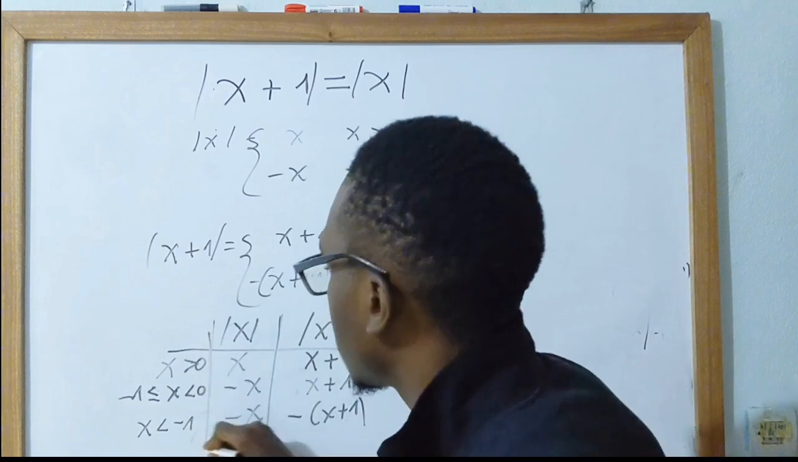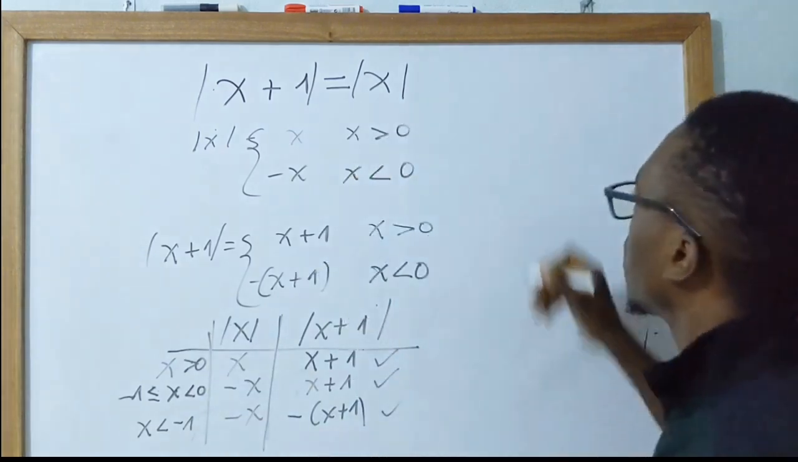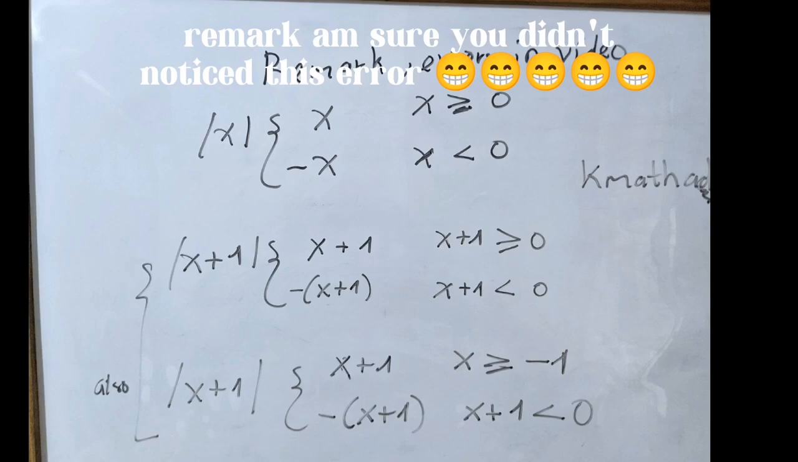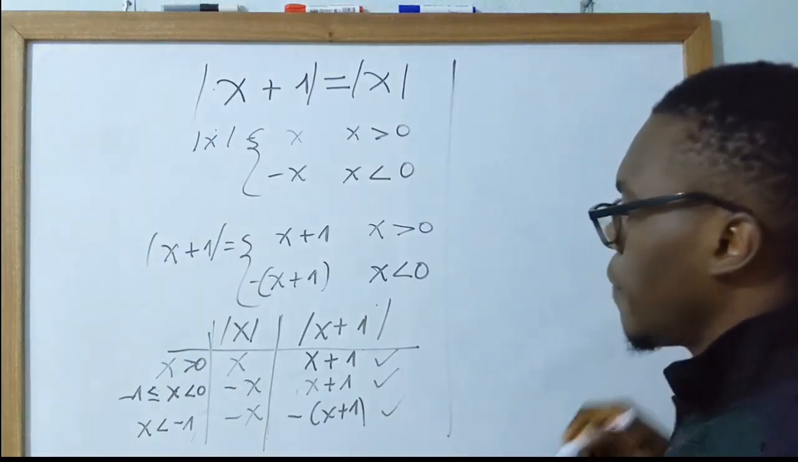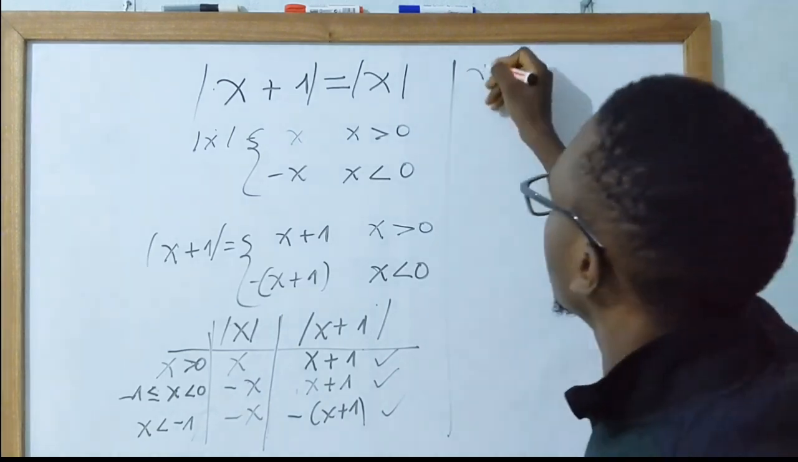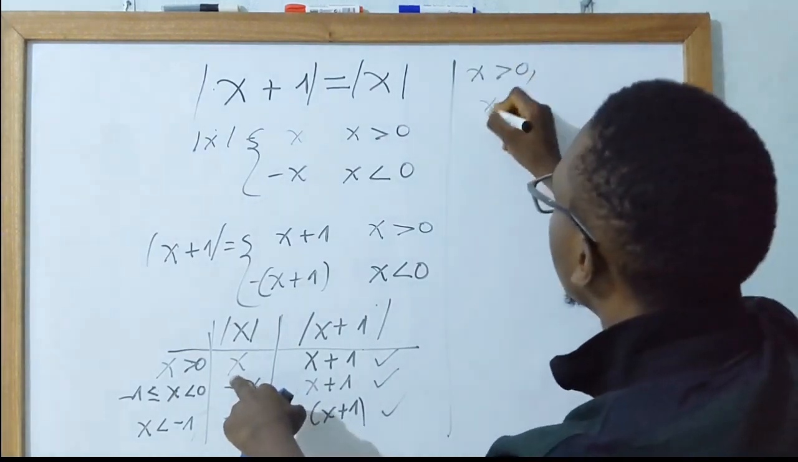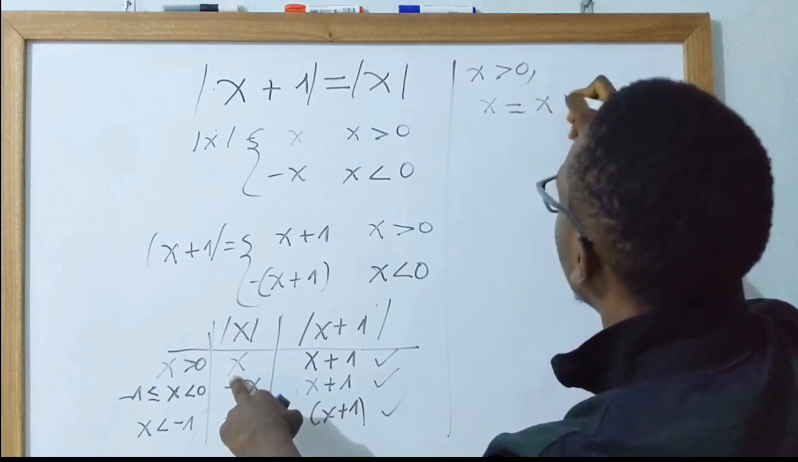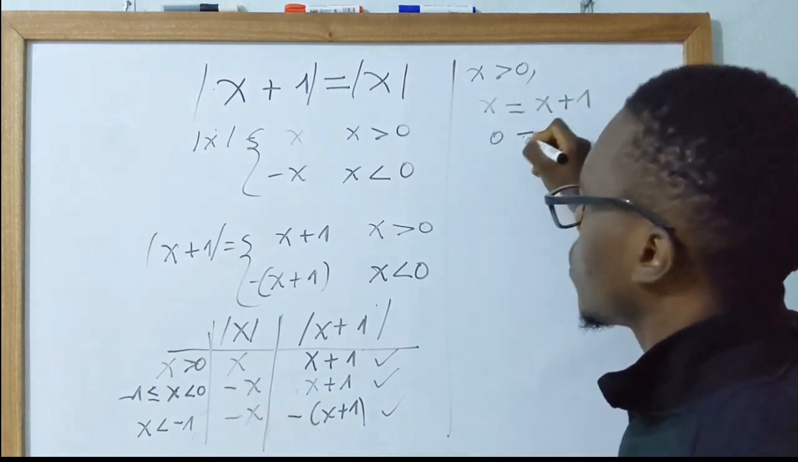And you're going to solve for x in these different cases. For the first one, in case x is greater than 0, you're going to have x is equal to x plus 1, and this will turn to 0 is equal to 1.